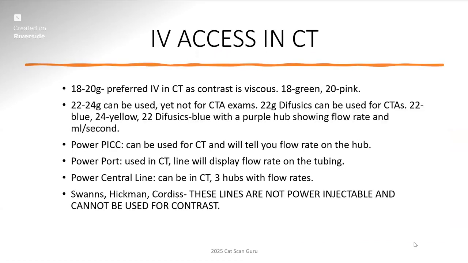Now, we prefer certain IV access in CT. Typically, because contrast is very viscous and a lot of times we're injecting at a very high rate for angiography studies, different types of imaging such as a PE or dissection studies, an 18 to 20 in the AC is preferred in CT. Okay, so an 18 is green, 20 is pink. Now in CT, if it's not for a CTA, it's just a routine CT, a 22 or 24 gauge can be used.